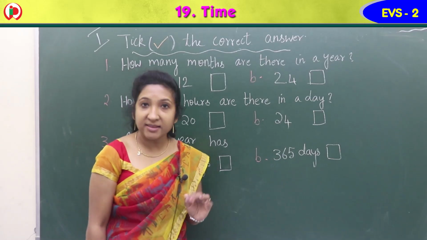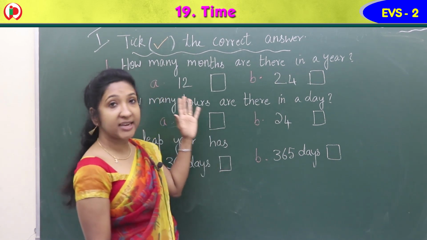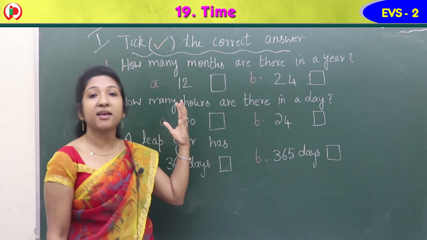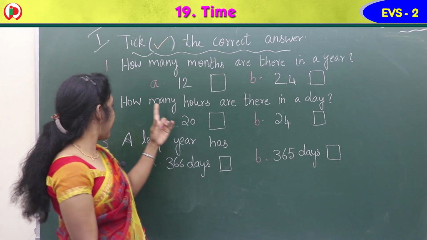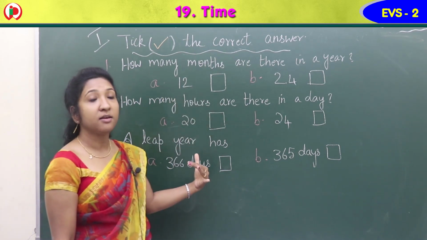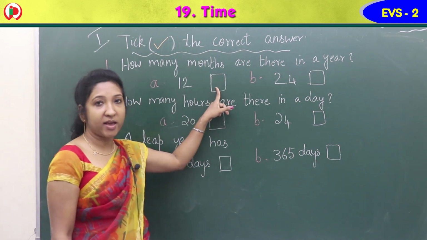Children, now it's our exercise time. There are some exercises in the workbook for lesson 19, Time. The first exercise is to tick the correct answer. There are 3 questions given. You have 2 options for each question. Check the option which is the correct answer and give a tick in the square box.